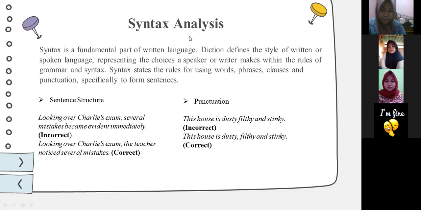And next, punctuation example. Another set of common mistakes have to do with punctuation. Incorrect and correct. Incorrect: this house is dusty, filthy and stinky. And correct: this house is dusty, filthy, and stinky. Okay, next.